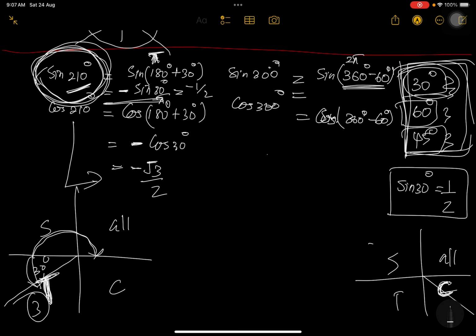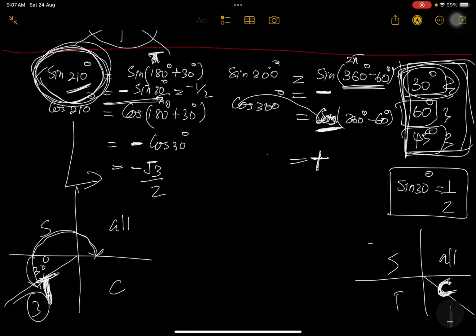Sorry, this is going to be cos. Please change this one. What I wrote was wrong. This is cos. Cos means cos. Cos value is only positive in the fourth quadrant of the circle. The sine is going to be negative, of course. This is positive.